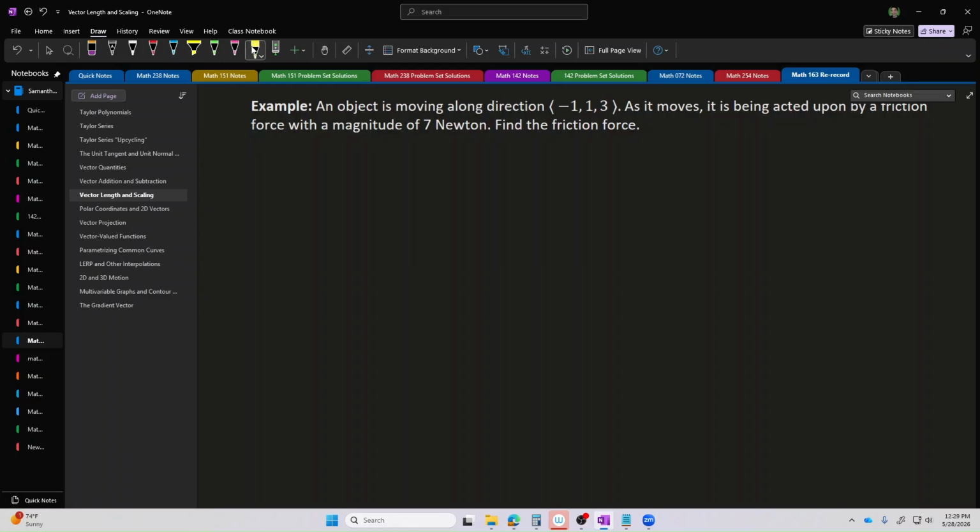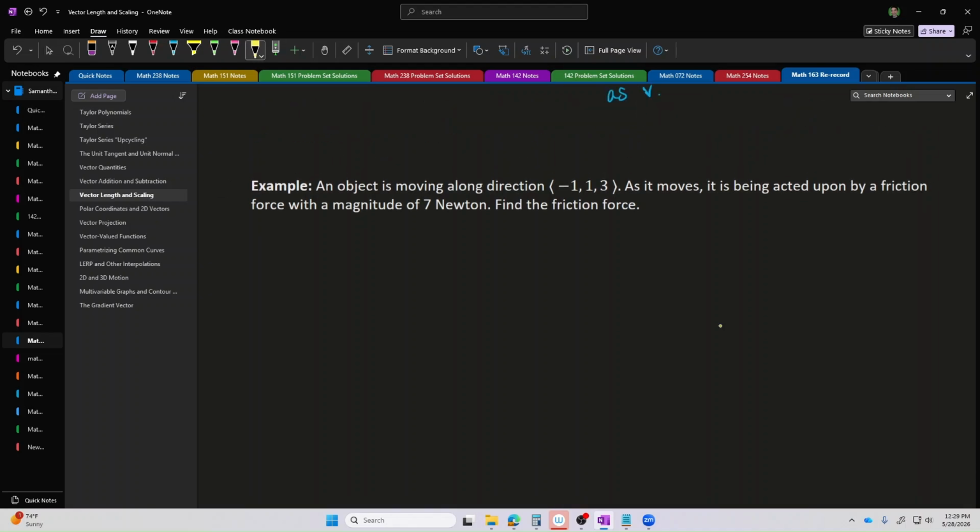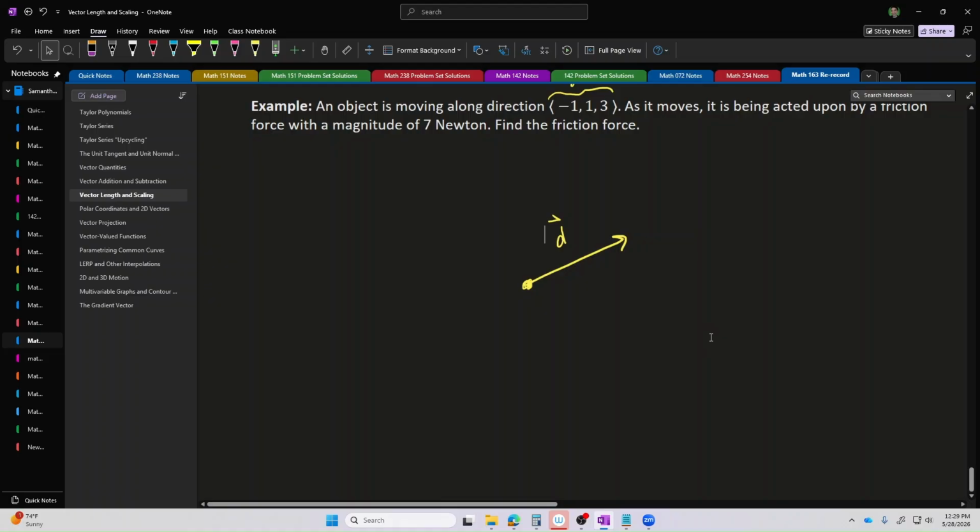Now, the object is moving along this direction. Let me nickname it D, as I have done in the past, direction vector D. So if I just draw a little simplified sketch, because I don't want to do the full 3D picture, it's going to be too complicated. A little simplified sketch, maybe the vector D, roughly speaking, looks like this.